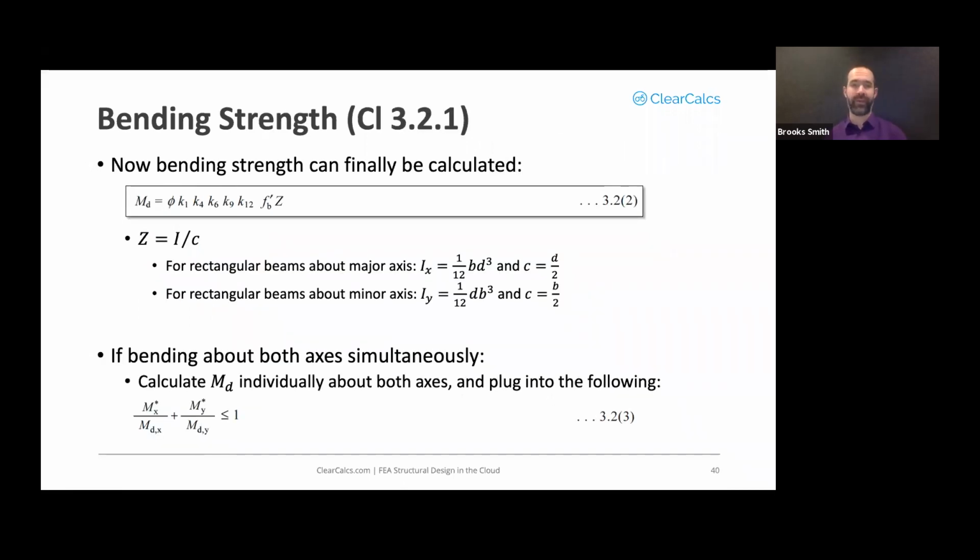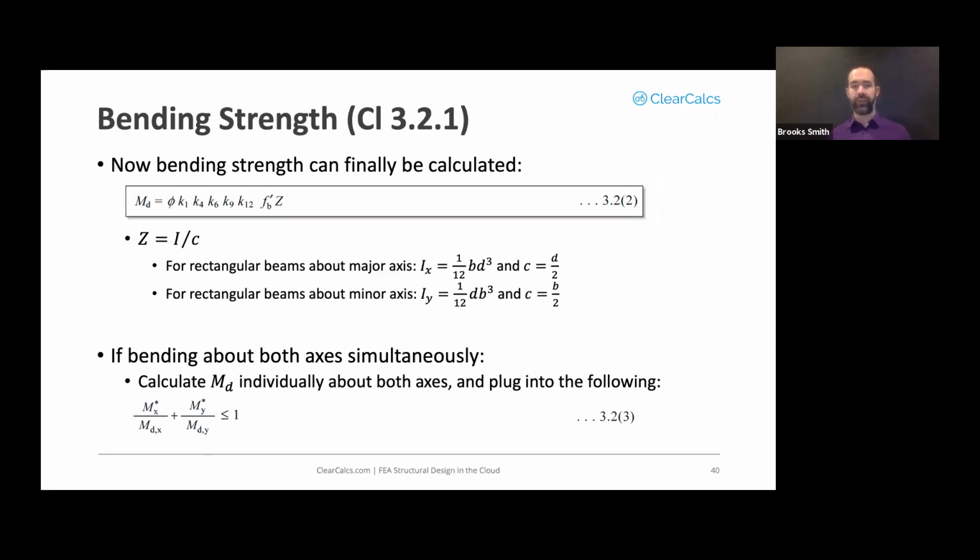So finally, once we have that K12, we can actually calculate the bending capacity. The bending capacity is the formula that I showed you early on in the slide with all the modification factors. So M sub D is equal to phi times K1 times K4 times K6 times K9 times K12 times your characteristic capacity and your section modulus. Section modulus is just geometry. I've shown you a couple of the formulas here for a rectangular beam. You can look up what they are for other shapes as well.